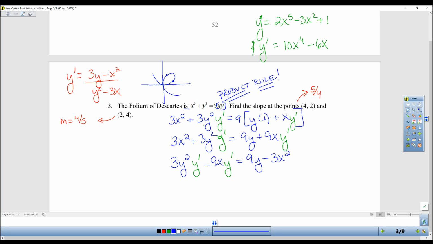I'm not showing you all the little algebraic steps anymore. You got to be able to do that on your own. But I've subtracted 9xy prime from both sides to move it over here, and I've subtracted 3x squared from both sides to move it over there. And now here's the key step. It is on that first page in your notes, is to factor out the y prime. That's how you get there to be just one y prime in the problem.